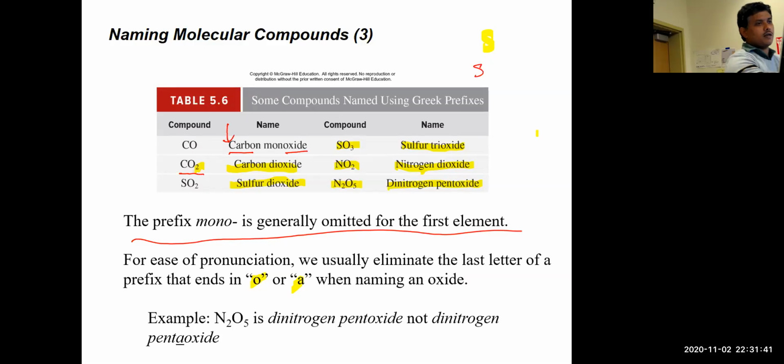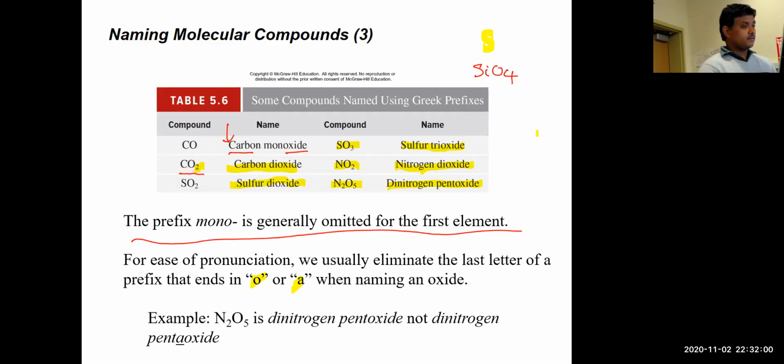Let's see if you have SiO4. So silicon tetraoxide. The name looks not rhythmic, right? So we change it to silicon tetroxide. We exclude the last letter A from tetra.